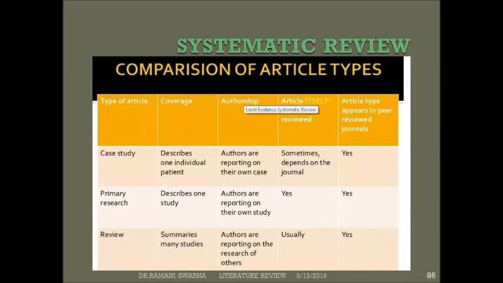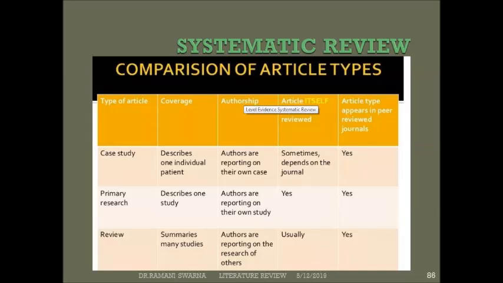Now, comparison of the article types. Many times students and research scholars keep asking me, ma'am, how are we supposed to go ahead with the case studies? Sorry, here I mean for the review of literature. Now here we can see that we have been given the type of article, coverage, authorship, and then the article itself, which is reviewed. Article type appears in peer reviewed articles. So how you're supposed to go further, they have given to you.